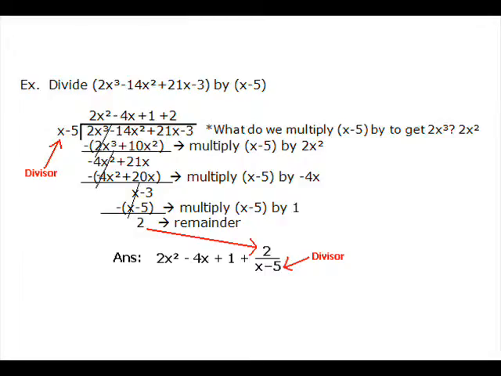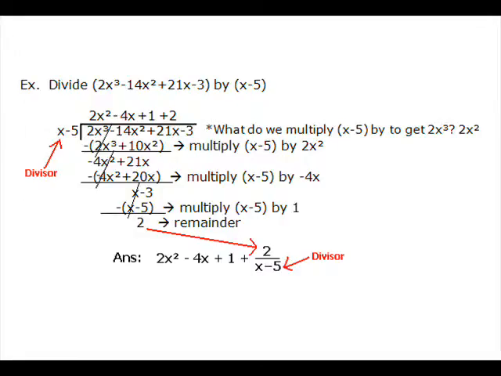You will then bring down the 21x. You will now have negative 4x squared plus 21x. Because you want to get rid of negative 4x squared, you will multiply x minus 5 by negative 4x. When you do this, you will get negative 4x squared plus 20x. Next, you'll subtract negative 4x squared plus 20x from negative 4x squared plus 21x, giving you x minus 3.